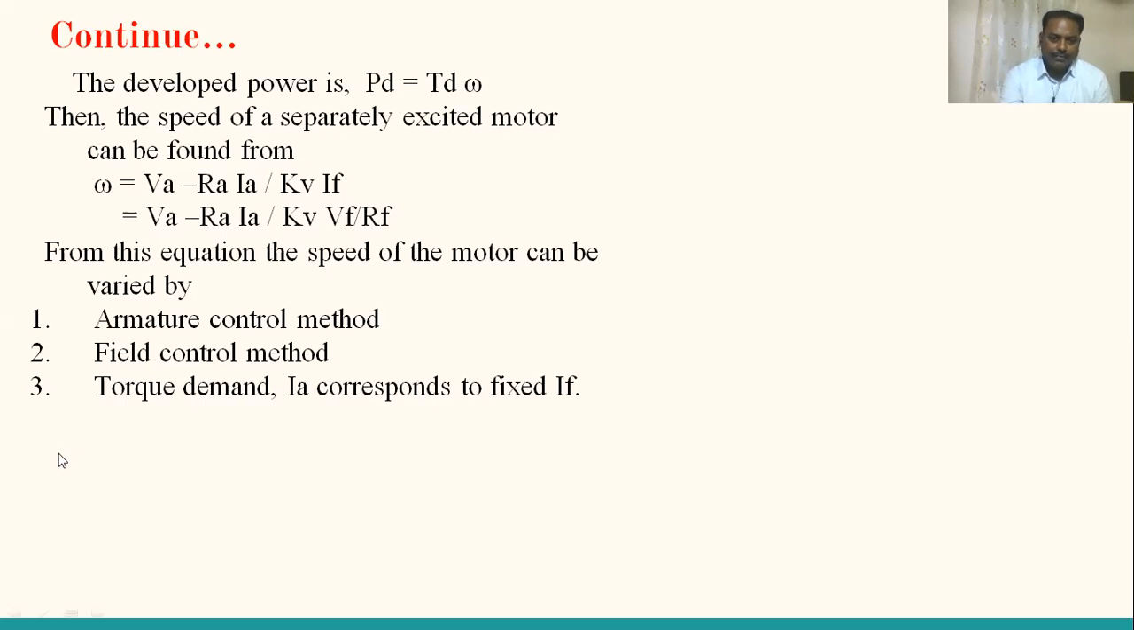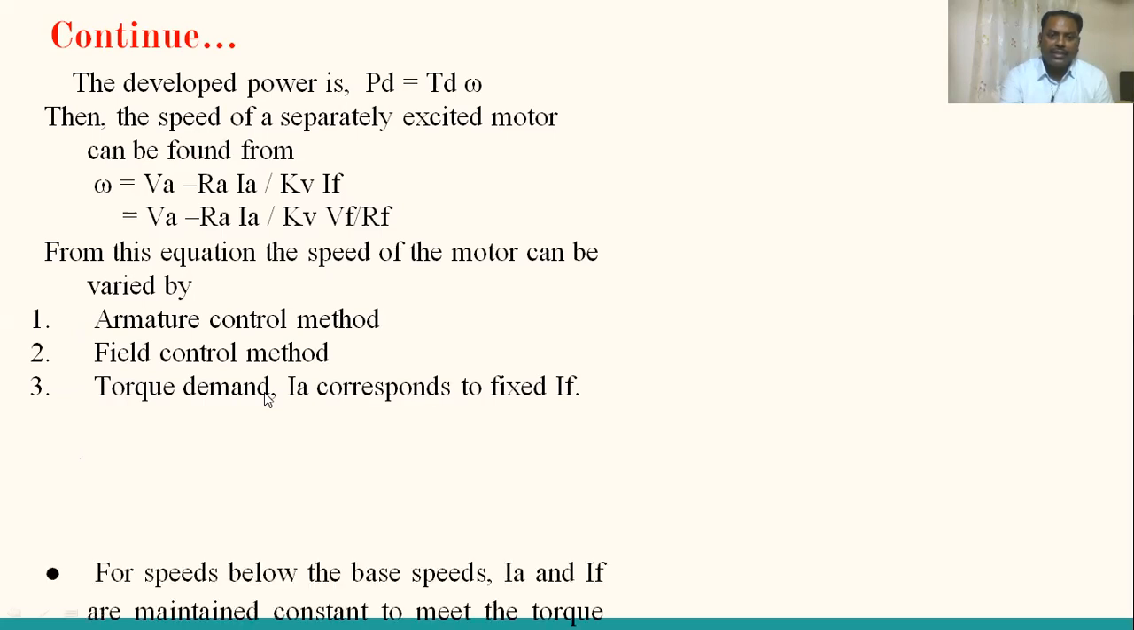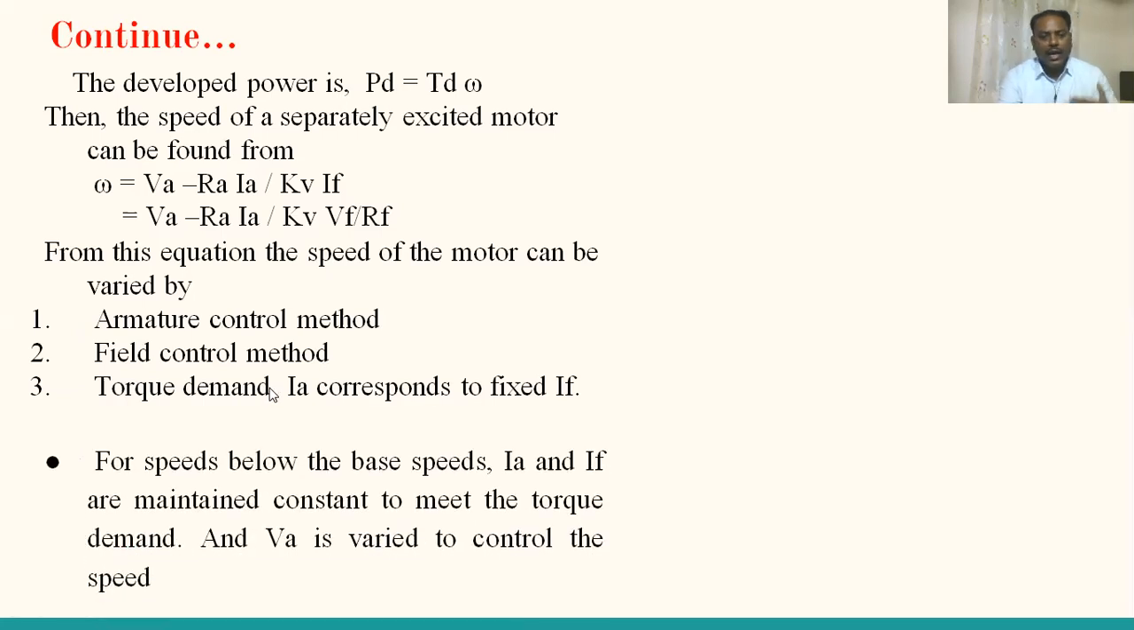Similarly, the armature control method and field control method are developed for the below rated speeds as well as the above rated speeds. Let us see here. For speeds below the base speed, IA and IF are maintained constant to meet the torque demand, whereas VA is varied to control the speed. That means in the armature control method, the field is kept constant and armature voltage alone is varied to control the speed of the system.